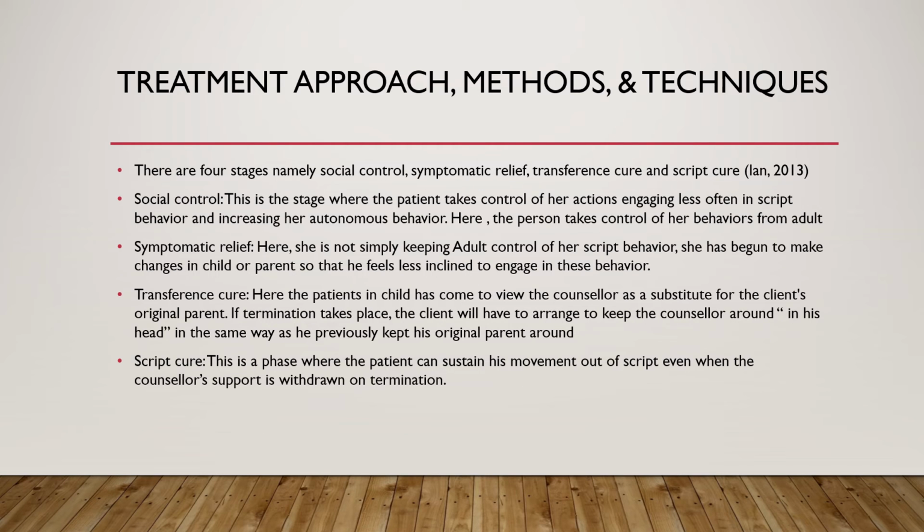The treatment approach, method, and techniques. The treatment approach is divided into four: social control, symptomatic relief, transference cure, and script cure. Social control is the stage where the patient takes control of her actions, engaging less often in script behavior and increasing her autonomous behavior, being able to take control over the negative behavior that she may be eliciting.